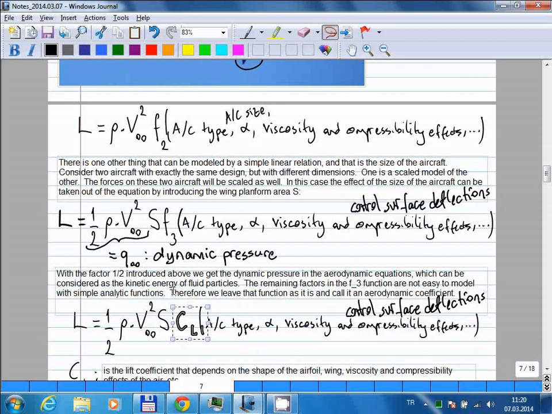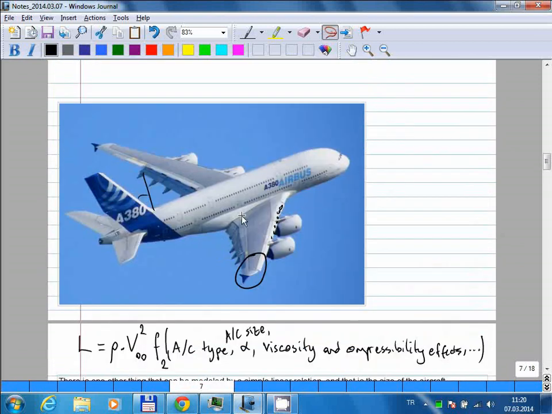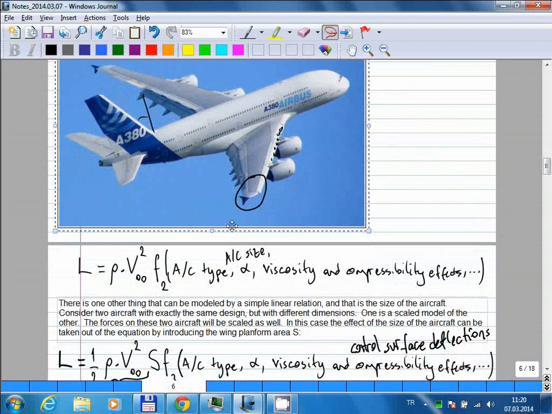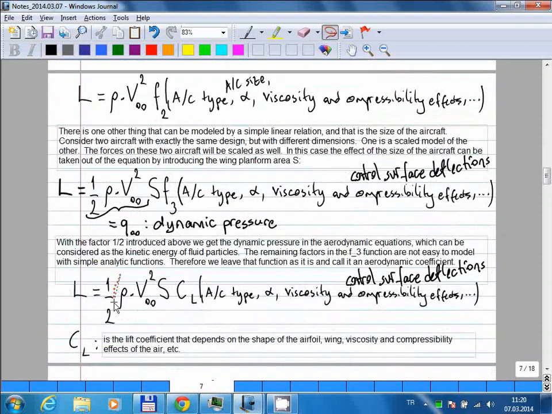Okay? So let me come back to my question here. If I want to know the lift force on this particular aircraft, on this particular flight condition, what I need to do is I need to find these parameters first. I need to know the air density, which I can measure.